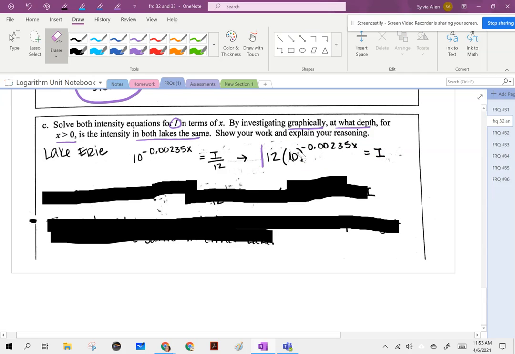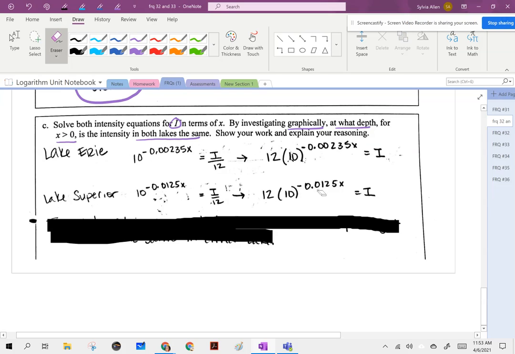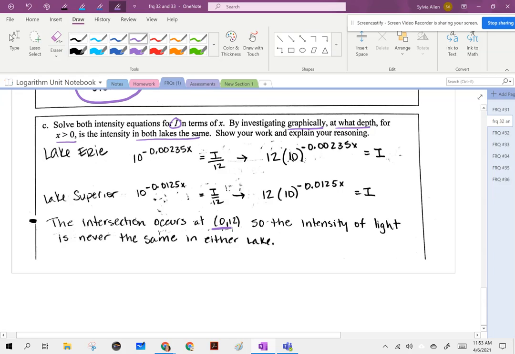All right, and then the next thing we're going to do is do Lake Superior. Same thing. We are going to put this one into Desmos, and you can put this as y or leave it alone. You're going to look for those intersection points. Well, it turns out that the intersection occurs at 0, 12. So the intensity of the light is never the same in either lake because look at this. It said x is greater than 0. So it is exactly at this point, which is at 0, so we can't include that. So it's never going to be the same in either lake.